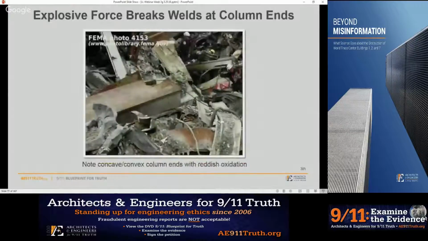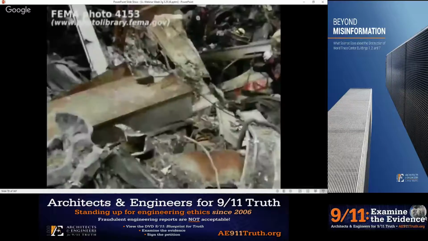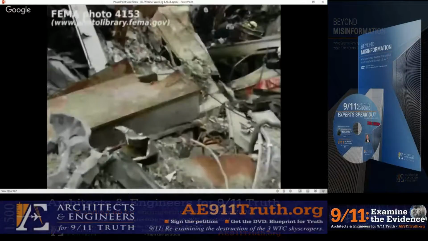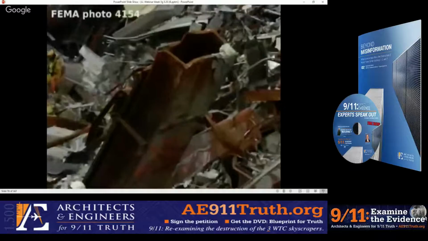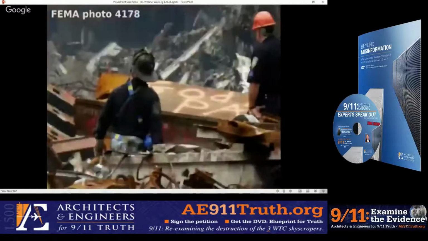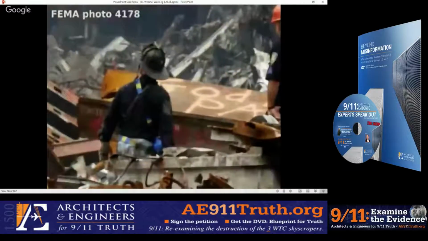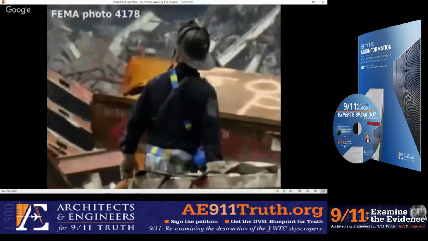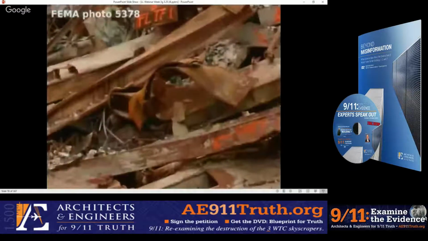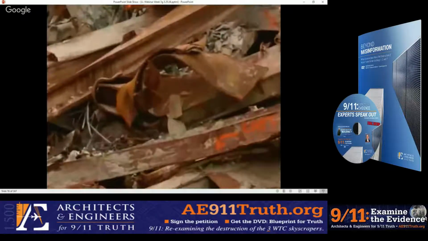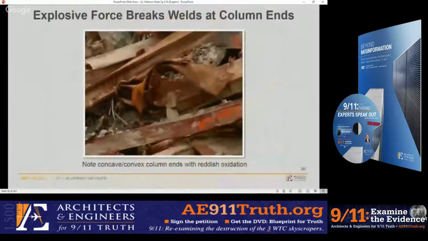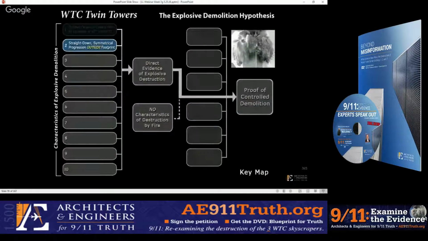And look at the deeply oxidized and reddened ends of these beams, where the individual elements of these columns are flayed out. Some of them convex on one side, concave on the other, indicating perhaps a side concussive blast, as suggested by Gordon Ross from Scotland. We have a straight down symmetrical progression outside the footprint.